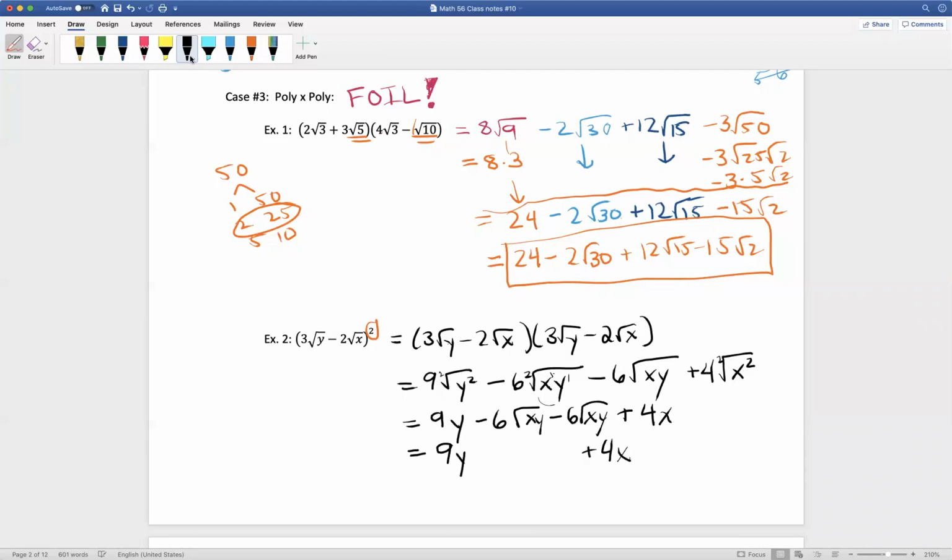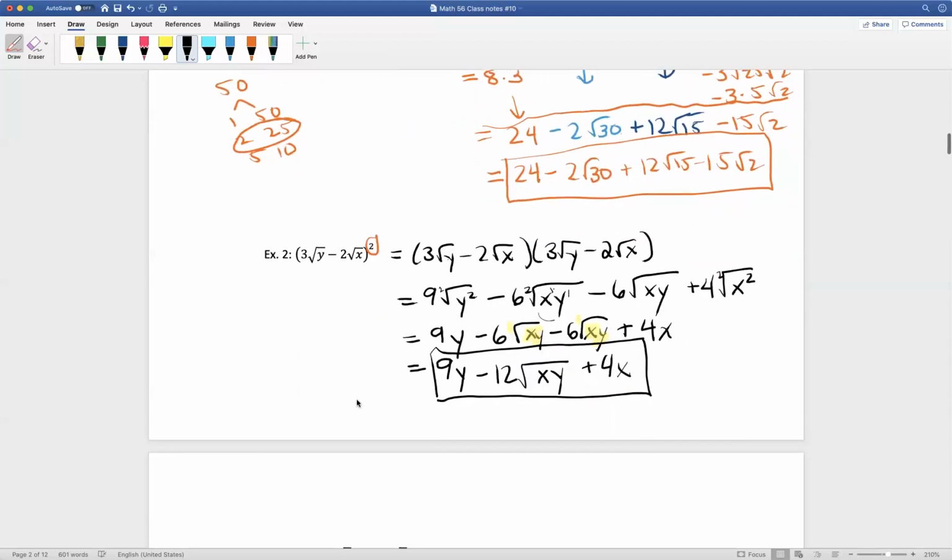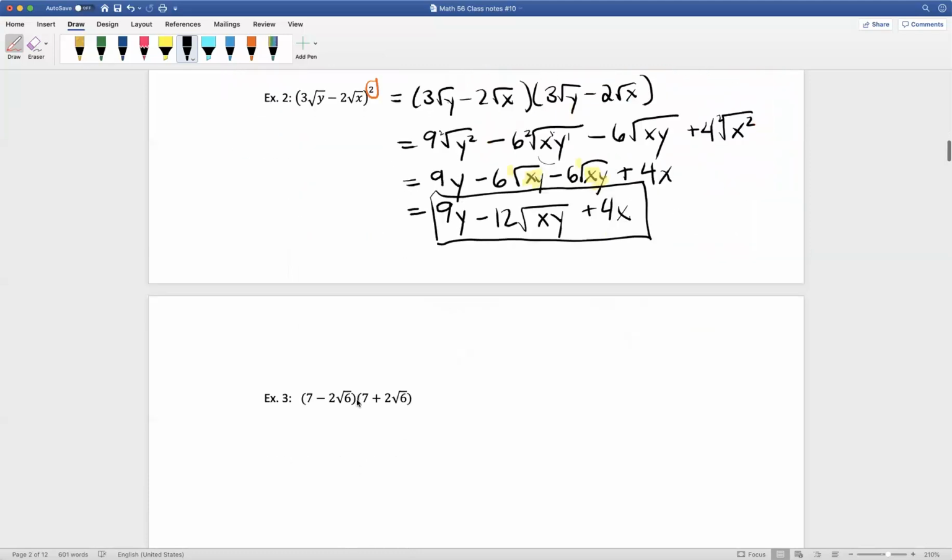No. These guys, though, see this? Same index, same radicand. We can combine those. And you have negative 6 of something, and then you take 6 more away from it. That means we're going to be left with negative 12 of something. So for this example, simplified completely, we get 9y minus 12 square root of xy plus 4x.